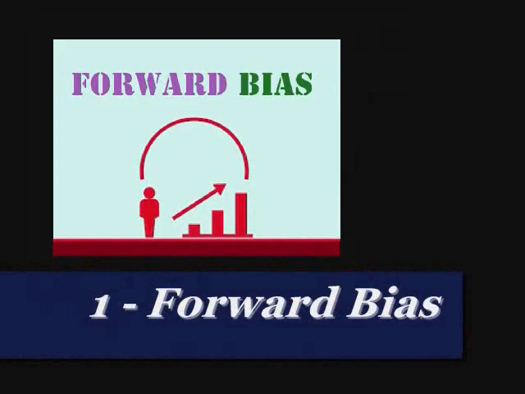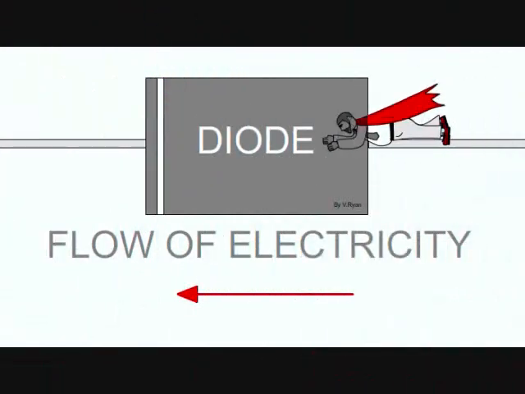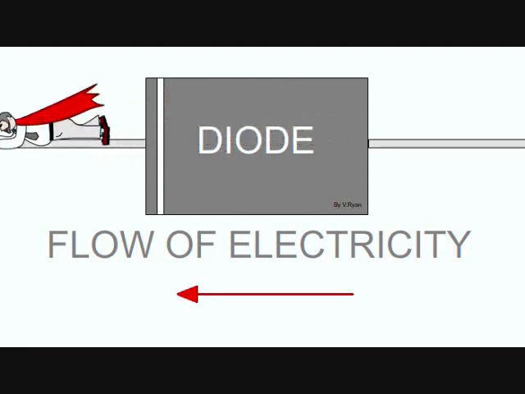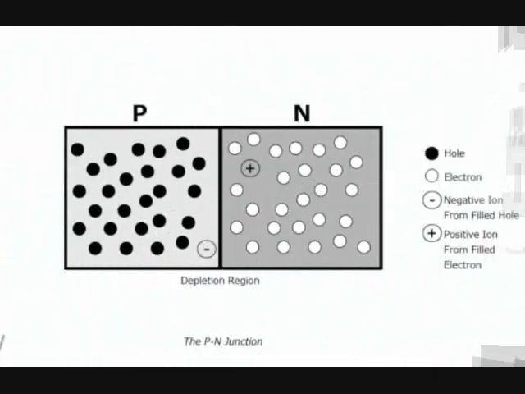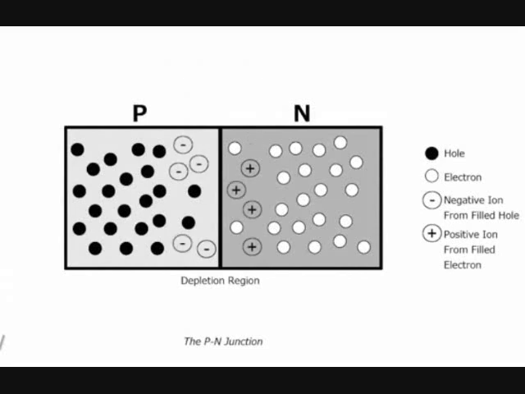One. Forward bias. In the equilibrium state of this device, there are no electrons between the anode and cathode regions until a forward bias voltage is applied to it and current flows through it.